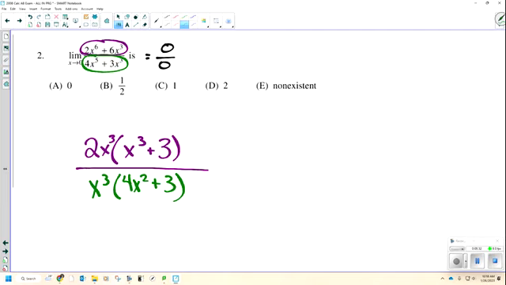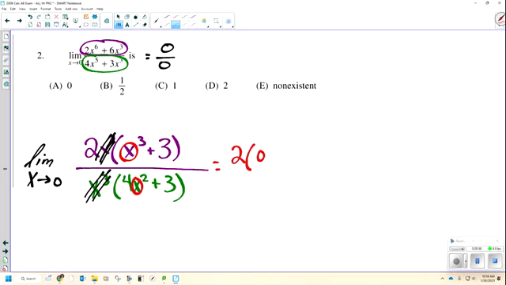Okay? I still haven't tried to take the limit yet. I still got to throw a 0 in for x. But before I do that, I can now cancel like terms. X cubed and x cubed go bye-bye. This is going to help us here. Now let's try and throw a 0 in for all of these x's. I have 2 times 0 plus 3, which is 2 times 3, which is 6, over 0 plus 3, which is just 3. Look how nice that is.